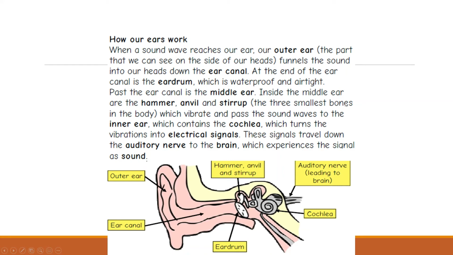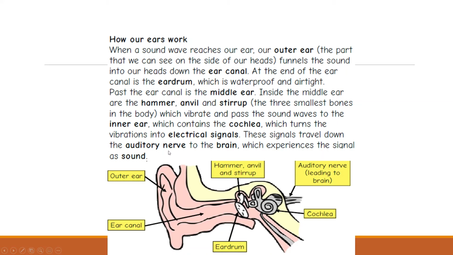Okay, so that's a nice little interesting fact you've learnt there. So the three smallest bones in your body can be found in the ear: the hammer, anvil, and stirrup, which vibrate and pass the sound waves down to the inner ear, which contains the cochlea, which turns the vibrations into electrical signals. These signals travel down the auditory nerve.